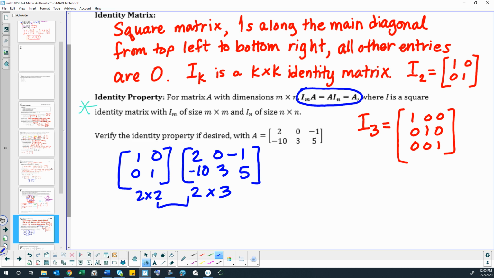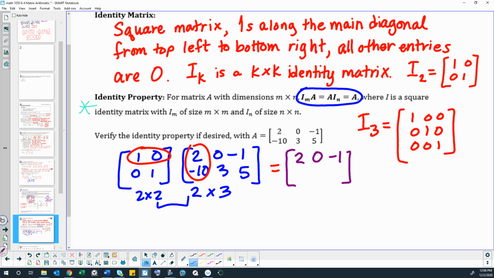Okay, so let's do that really fast. So quickly, this, oh, I did it backwards. This times this. So what happens if I multiply 1 times 2 and 0 times 10? 2, because the 0 cancels out the 10. Then I move that over here, 1 times 0 and 0 times 3. 0, right? 1 times -1 and 0 times 5.